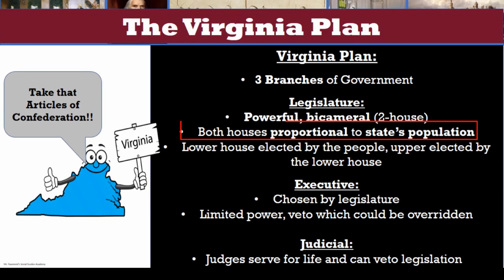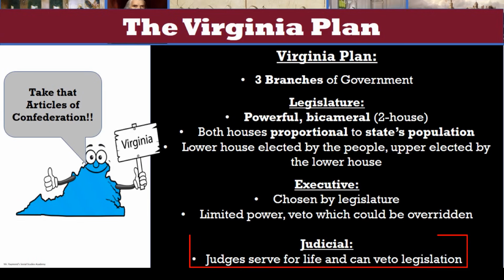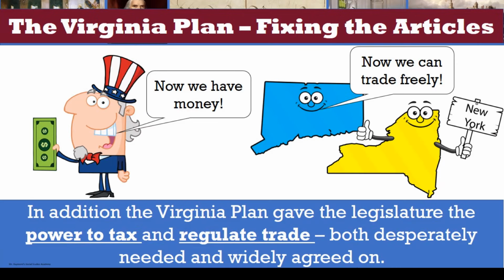Now, Madison's plan would become controversial because he wanted both houses to have representation proportional to states' population. Madison's plan introduced an executive to become called the president, chosen by the legislature with limited power. Finally, he called for a judicial branch with judges who would serve for life. In addition, the Virginia Plan gave the legislature the power to tax and regulate trade, both desperately needed and widely agreed on.